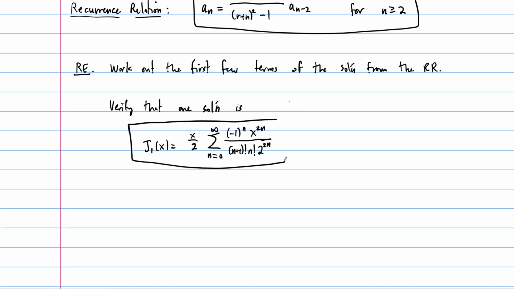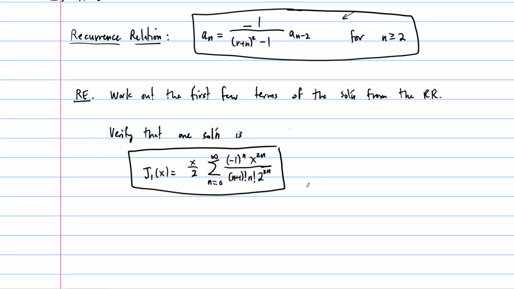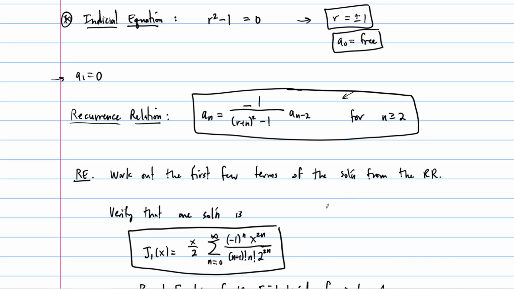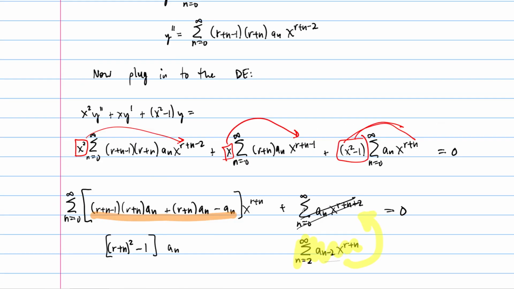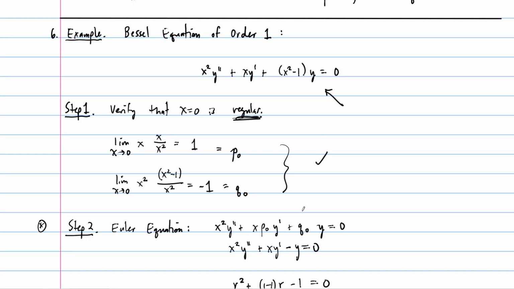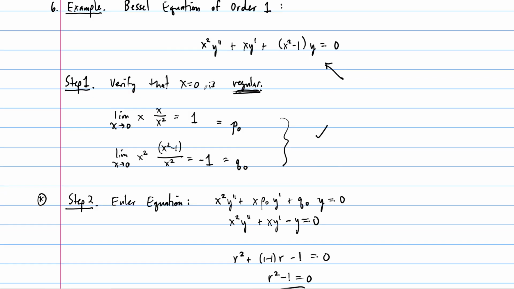But verify that this is the solution by solving this recurrence relation. Write out at least a few terms to verify that they should be in this form. And this function gets a name. This is the Bessel function of the first kind of order 1. Quite a name for a function, but that's the Bessel function of the first kind of order 1. It comes from solving the Bessel equation of order 1 at its regular singular point and finding the series solution to that equation.